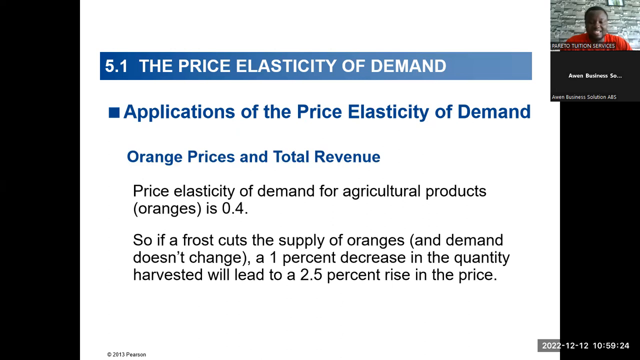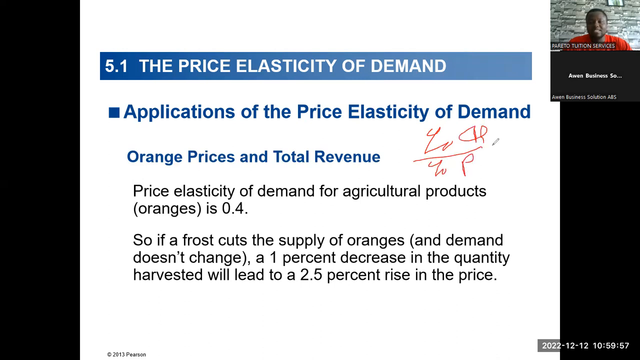It is inelastic. So assume there is a bad harvest, so the quantity available for demand reduces by 1%. If quantity reduces, remember the price will go up. But because the good is inelastic, the increase in price will be higher than the decrease in quantity. The formula is elasticity is percentage change in quantity over percentage change in price.